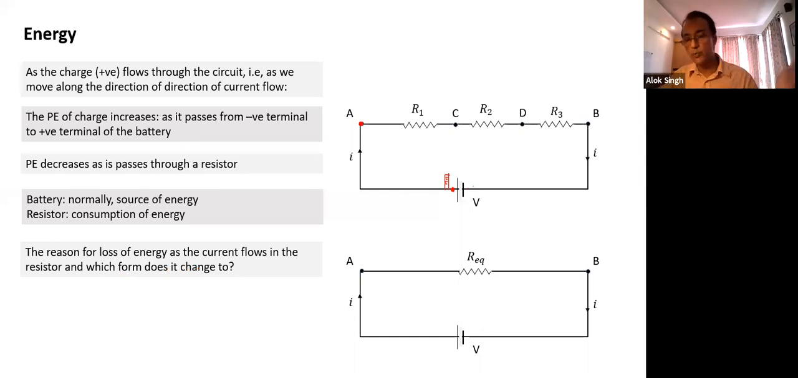So what we understand is that potential changes. What is the reason for the loss? And energy is never lost, it gets converted to some other form. The second thing we'll try to understand is that if potential energy is lost, it must be getting converted into some other form. What is the other form it is getting converted to? This is what we'll try and understand today.